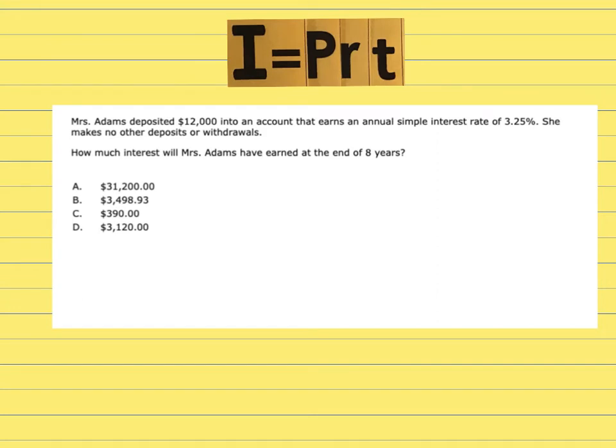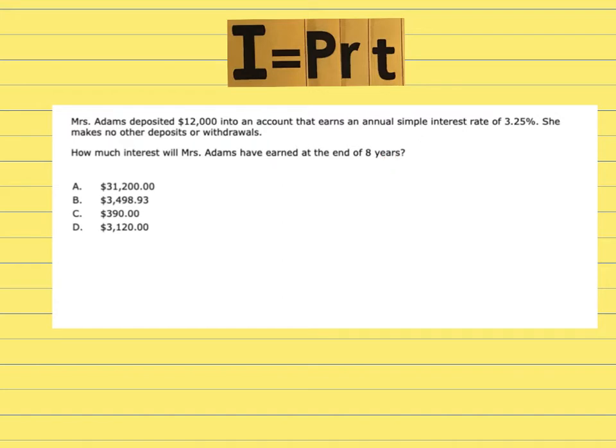All right, the first example that we're going to try on our own, it says Mrs. Adams deposited $12,000 into an account that earns an annual simple interest rate of 3.25%. She makes no other deposits or withdrawals. What this means is she's not going to add extra money or take away any money during this time period. Then the question says, how much interest will Mrs. Adams have earned at the end of 8 years?